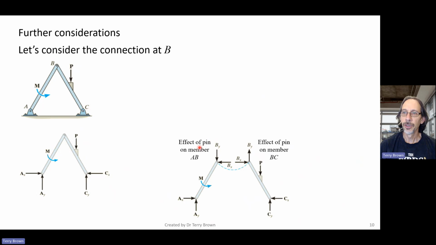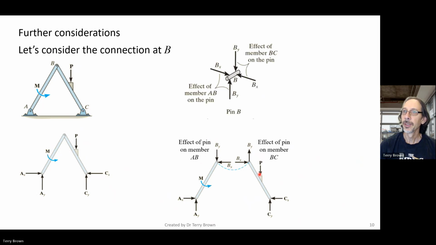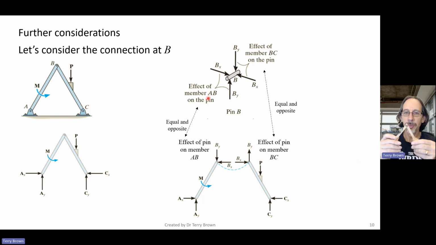Right, so I've now just shown the effect of the pin on each of the members. I think I've just spelled out what I said on the previous page, as the loads pass through the frame member.